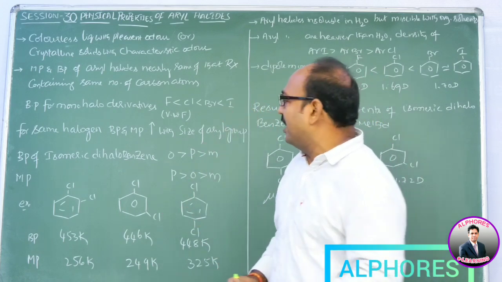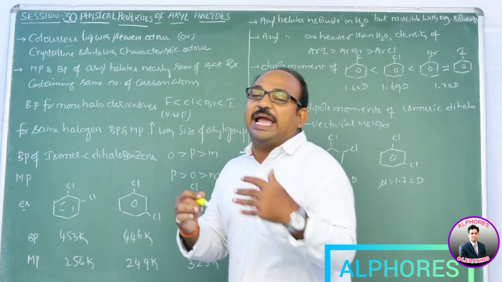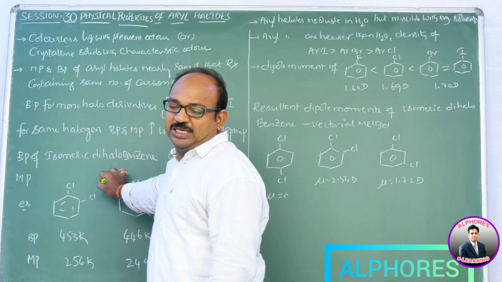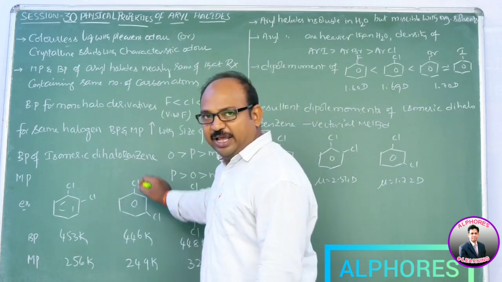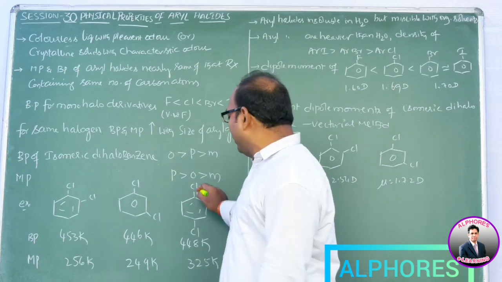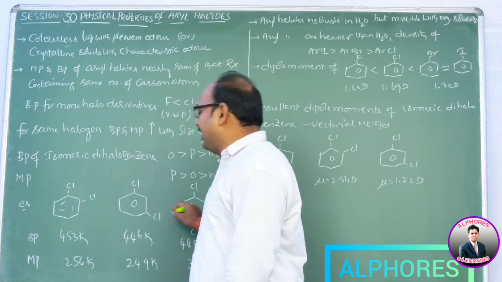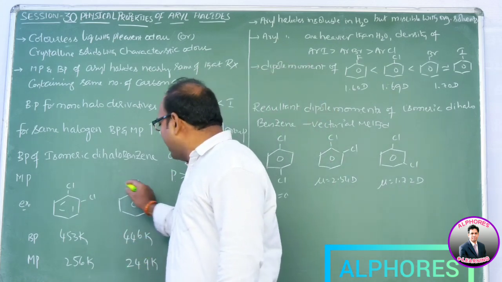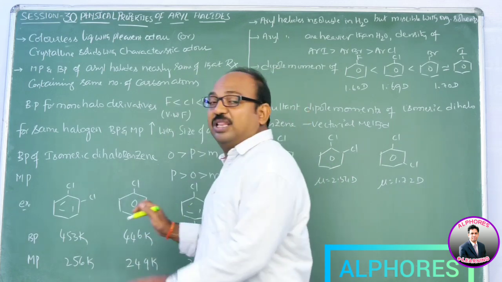Let us consider the boiling points of some isomeric dihalobenzenes. I will consider ortho-dichlorobenzene or 1,2-dichlorobenzene, meta-dichlorobenzene or 1,3-dichlorobenzene, and para-dichlorobenzene or 1,4-dichlorobenzene. In all these, the rings are benzene rings only, but each has two chlorines. But how do these three differ? All these three are isomers.